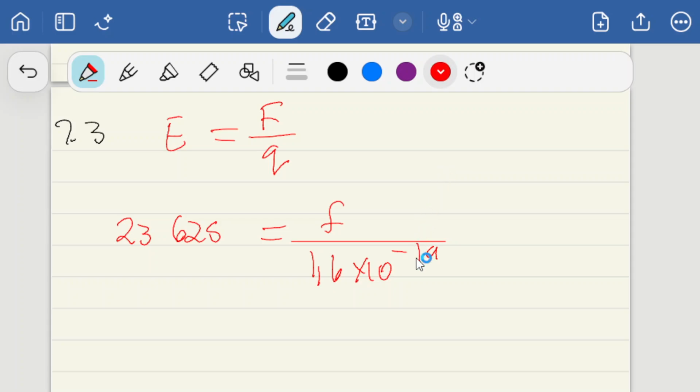Okay, then from here we make force the subject of the formula. We multiply 23,625 by 1.6 times 10 exponent minus 19. So I've got a certain number, 3.78 times 10 to the exponent of minus 15, and because it's a force, it's going to be in newtons.